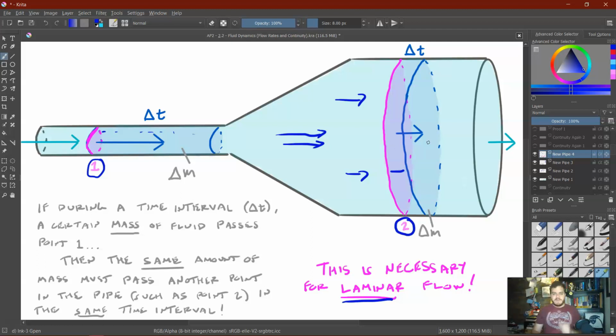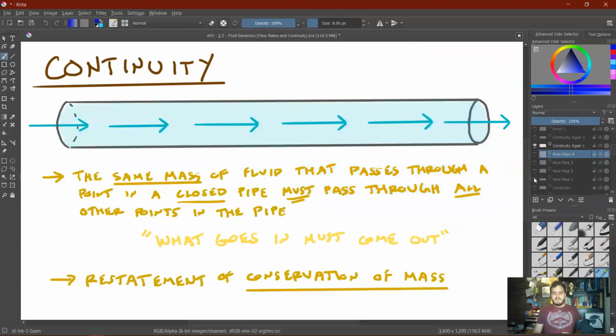Now, this is important because let's look back at that principle of continuity once again. So we have the same mass of fluid that passes through a point in a closed pipe must pass through all other points in the pipe. Well, we just said that for laminar flow, that means it's all going in the same direction, but let's look at another trait of ideal fluids, which is that they are incompressible. And if they're incompressible, what does that mean? Well, it means they have constant density. We can't compress them or expand them anymore.